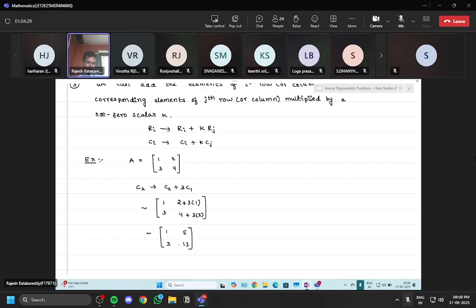Understood? After learning the basics of the operations, now we are going to learn how to find the inverse of a matrix. Right? Everybody understood those 3 basic operations?